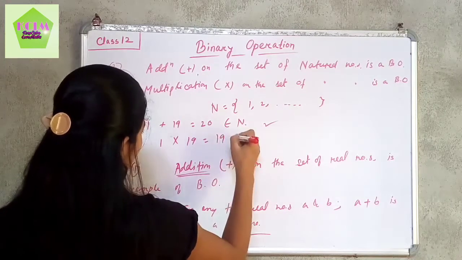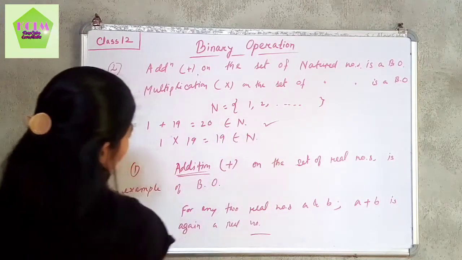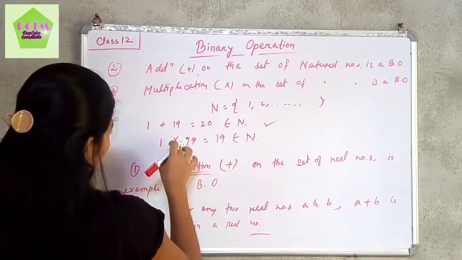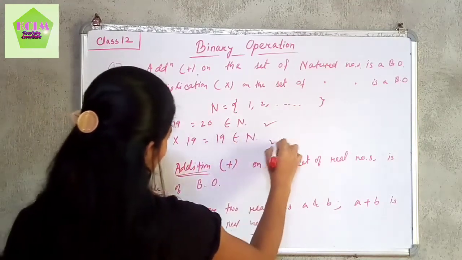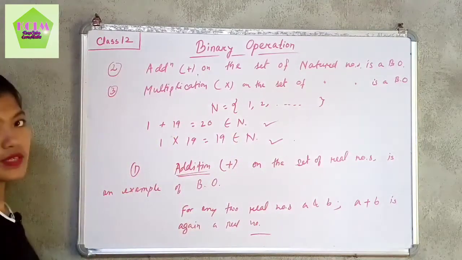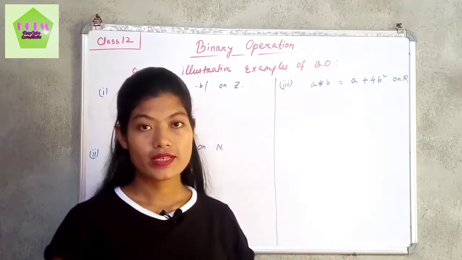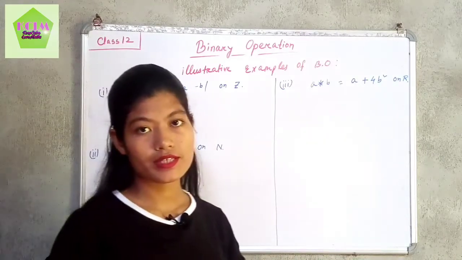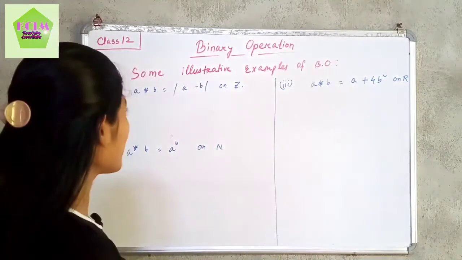And 19 is again a natural number. So multiplication is a binary operation on the set of natural numbers, right? So I hope this is clear. Now let us take a look at some illustrative examples of binary operation.